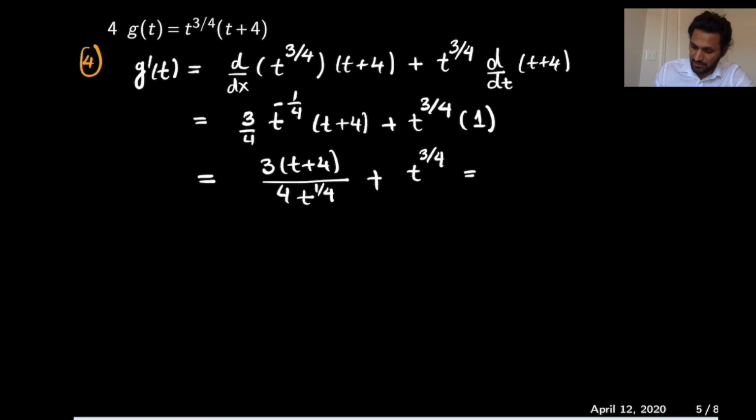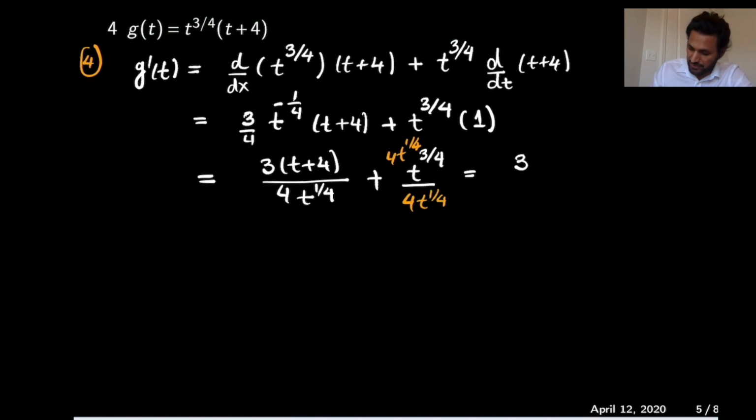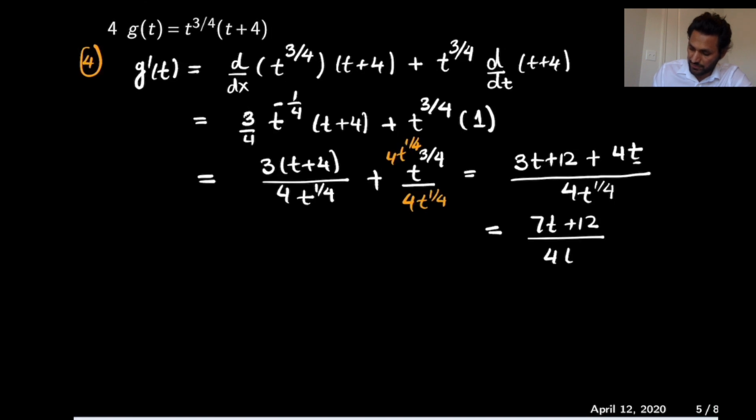So if I make the same denominator here by multiplying by 4t to the power 1/4 on the top and the bottom, this gives me 3t plus 12 plus 4 times t, because t to the power 1/4 times t to the power 3/4 is just t, divided by 4t to the power 1/4. And this will simplify to 7t plus 12 divided by 4t to the power 1/4.